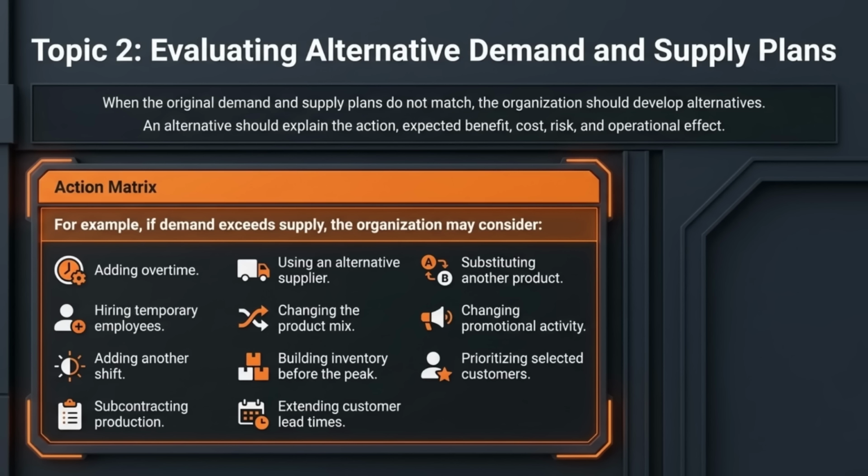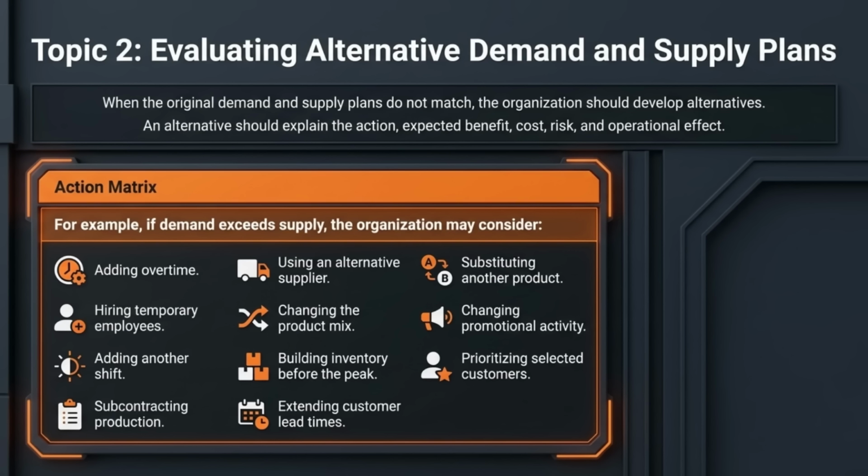Topic 2. Evaluating alternative demand and supply plans. When the original demand and supply plans do not match, the organization should develop alternatives. An alternative should explain the action, expected benefit, cost, risk, and operational effect.